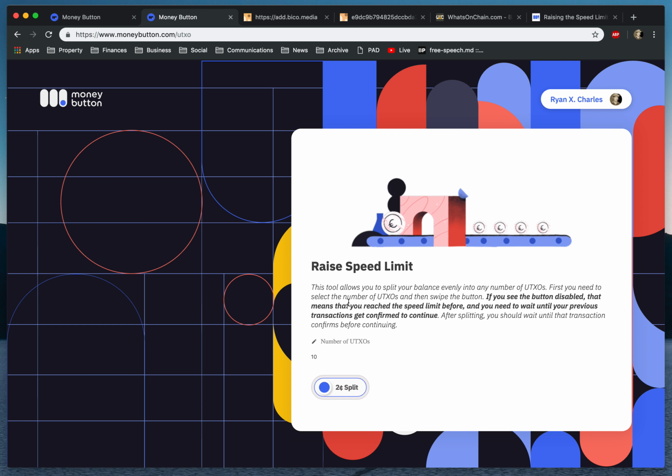So this is a general tool for splitting your UTXO all the way up to about 250. We don't let you do more than 250 because if you create a very, very large number, you start to have all sorts of other issues. And 250 is adequate to be able to upload most large files or play video games or anything of that sort.